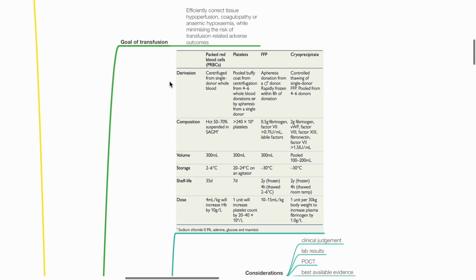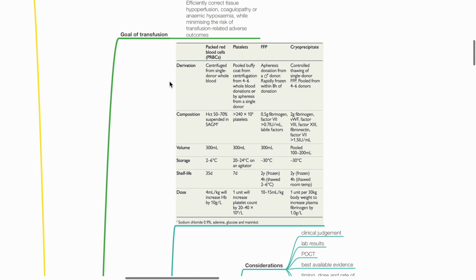Cryoprecipitate is derived from controlled thawing of single donor FFP, pooled from 4 to 6 donors. Contents include 2 grams of fibrinogen, von Willebrand factor, factor 8, 13, and 7, and fibronectin. Pooled volume is 100 to 200 ml, stored at negative 30 degrees Celsius. Shelf life is 2 years if frozen, 4 hours if thawed. 1 unit per 30 kg body weight to increase plasma fibrinogen by 1 gram per liter.